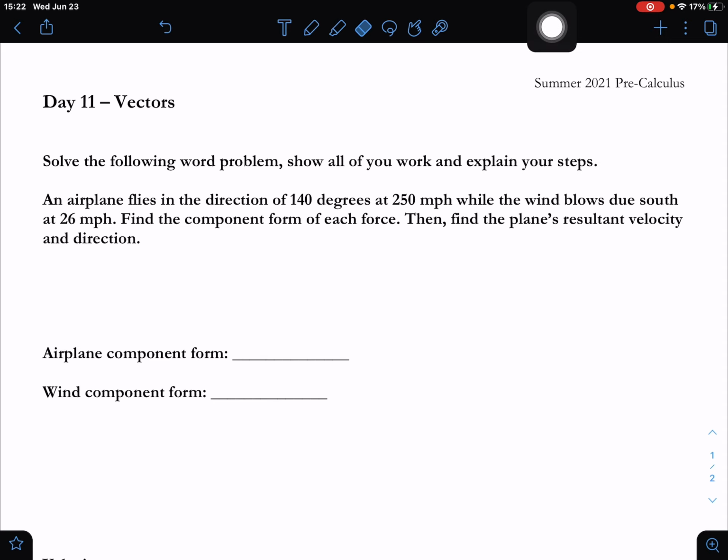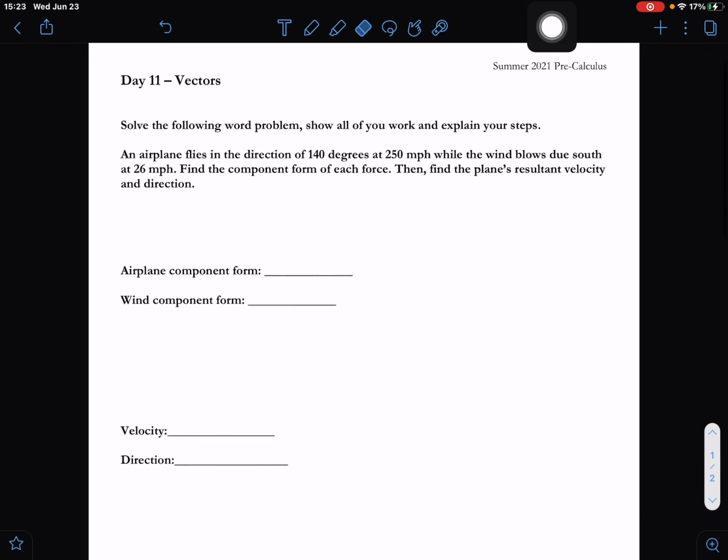Okay, so first, let's just draw this stuff out so we can visualize it. So 140 degrees would be roughly like this. Let's just write 250 like this. And then the wind blows south at 26, so it would be directly at 270 degrees. So let's do 26. And now we're basically trying to find this vector right here. We're trying to find that vector.